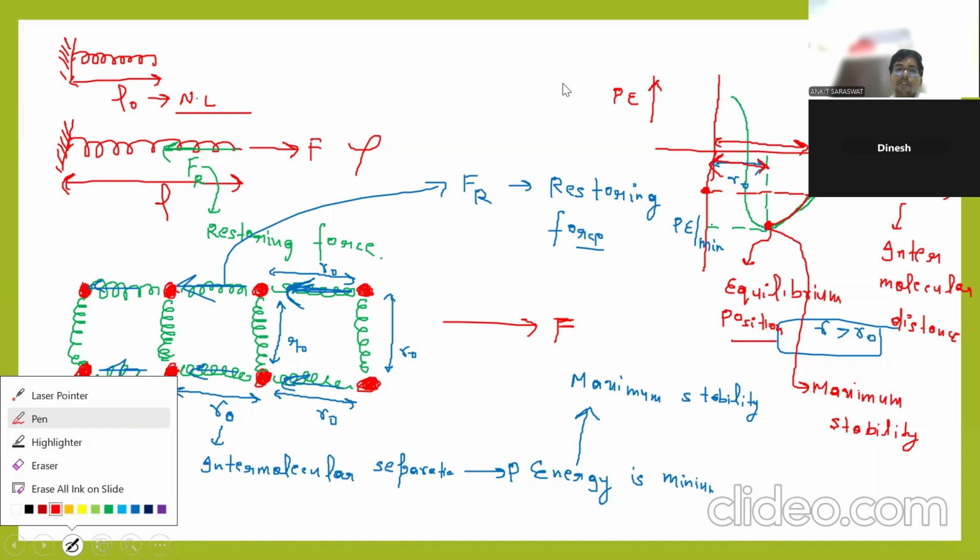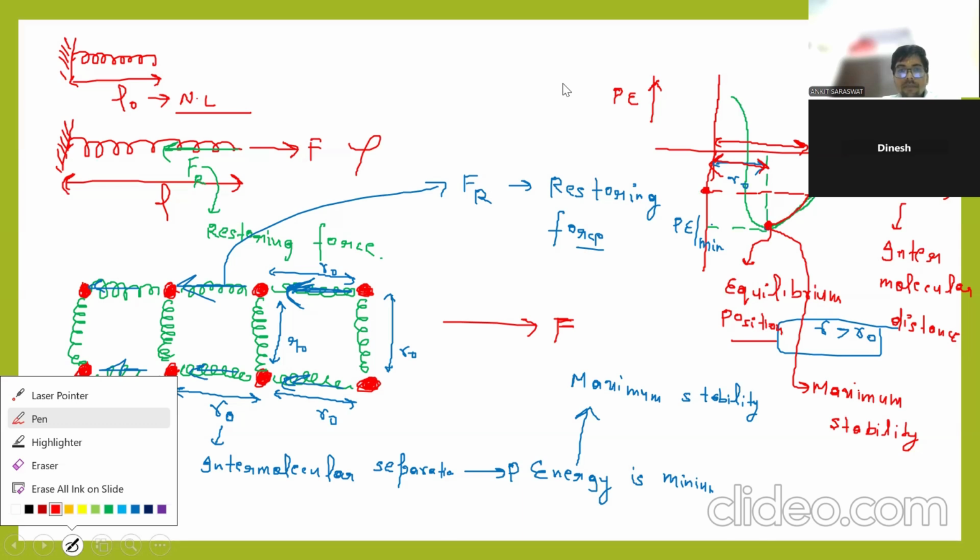Sometimes you have seen that when you apply a force on plastic, it crosses its elastic limit. What is the elastic limit? Before the elastic limit, the body regains its original shape and size 100%. And after the elastic limit, it does not regain its position 100%.